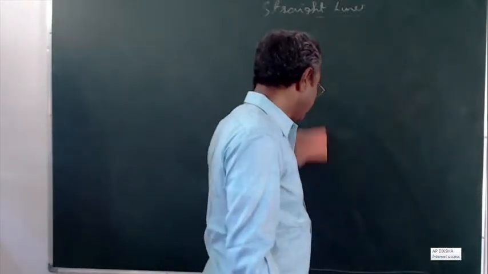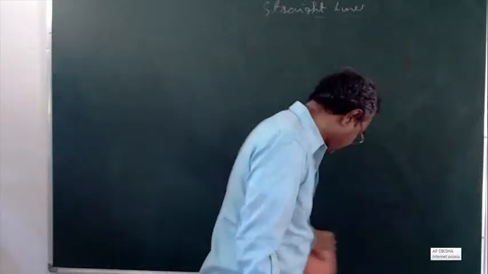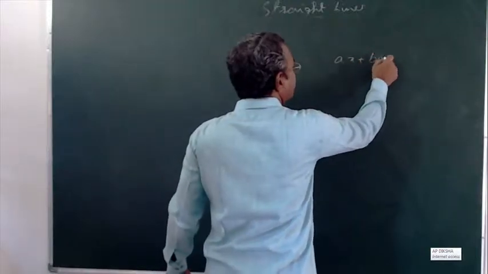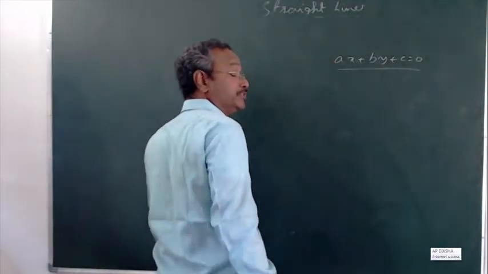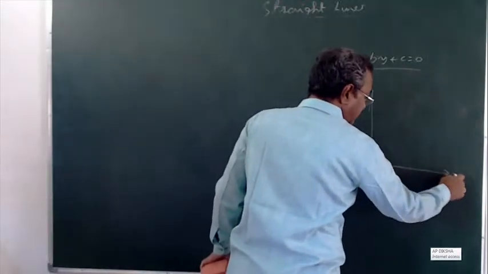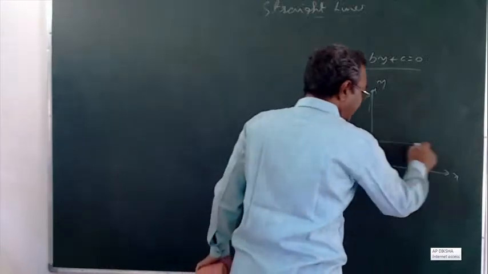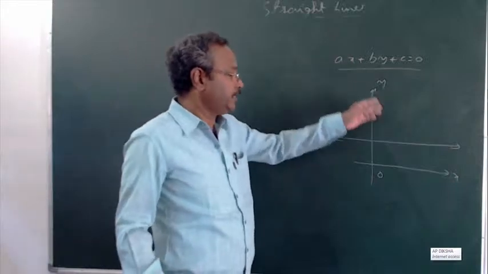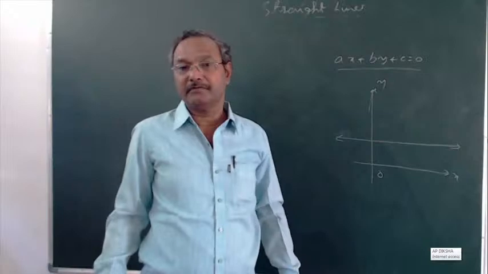And one more important concept is there. Look, the equation of the straight line is ax plus by plus c equal to 0, which is the general form. Now, this is the x-axis, this is the y-axis. Suppose this line is parallel to this x-axis. What should be the structure of this straight line?